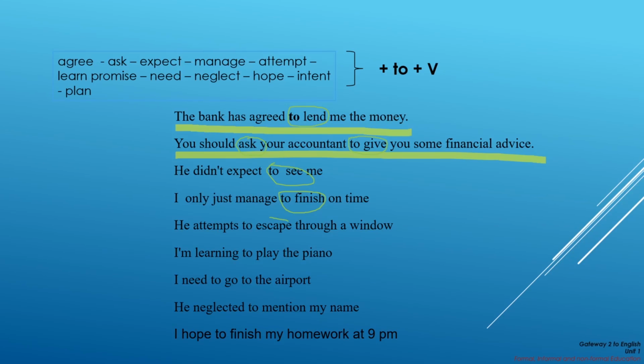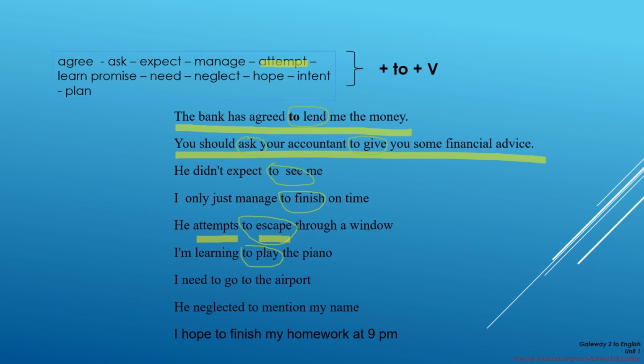Manage to finish. To finish is the full infinitive. He attempts to escape through a window. So to escape is the full infinitive, and we cannot say he attempts escape through a window. So we need to add a particle to. Otherwise, it would be a mistake.